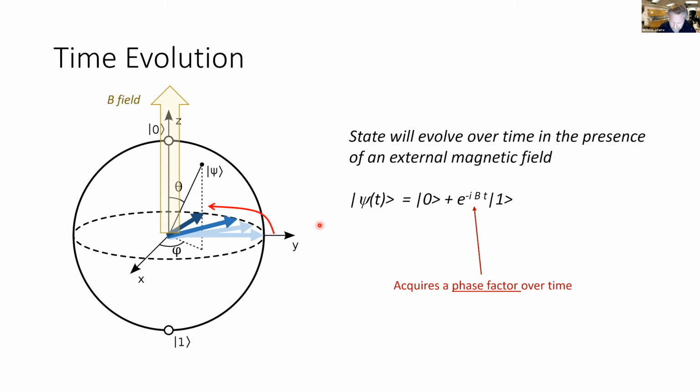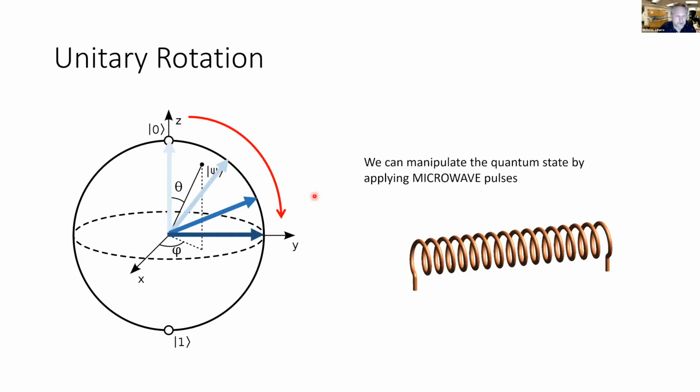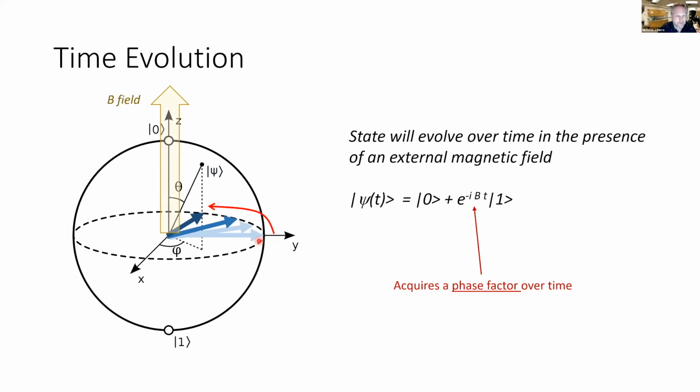Now, why would we want to do this? The reason is that, let's say we prepare the state in exactly the superposition of equal probability of up and down, of 0 and 1, so that the vector, the magnetization, is pointing in the plane here, right? Then we allow it to just evolve by itself.